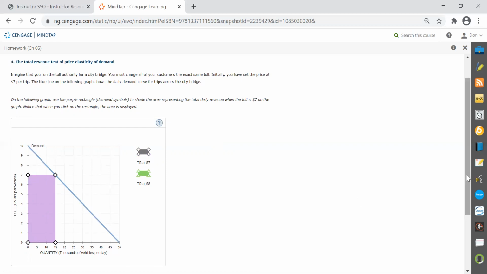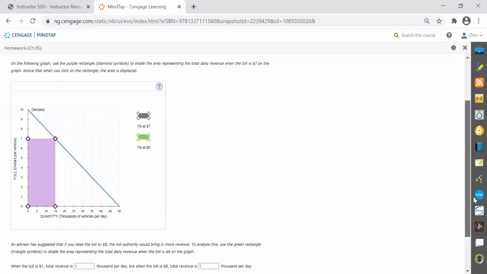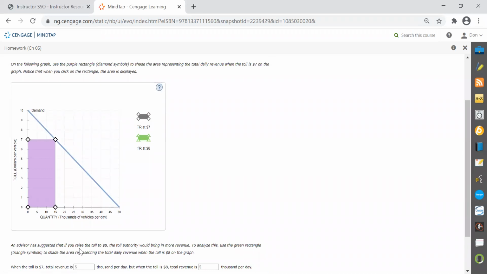Okay, so the next question it asks is, hey, what if we change the price? It says your boss or advisor suggests that we raise the toll to $8, because they think that would bring in more revenue. To analyze this, we're going to use our green triangle or rectangle to shade the area representing the total daily revenue when the toll is $8.